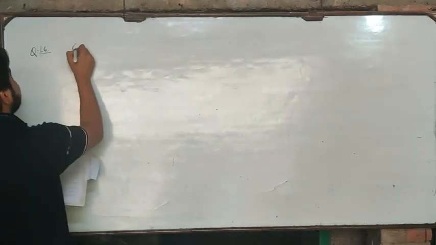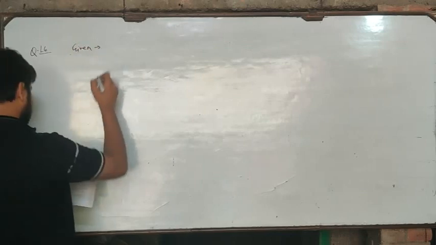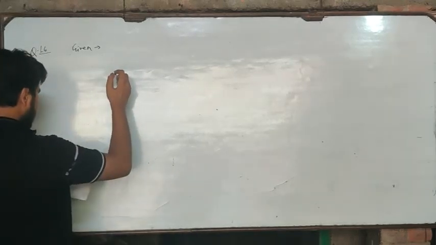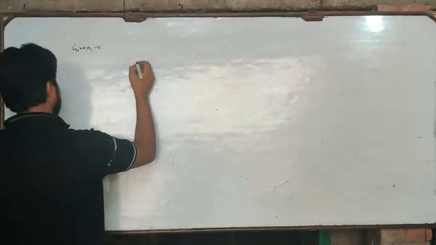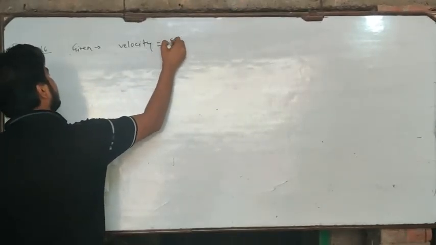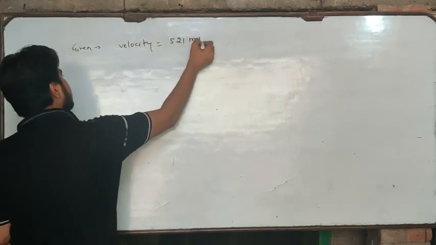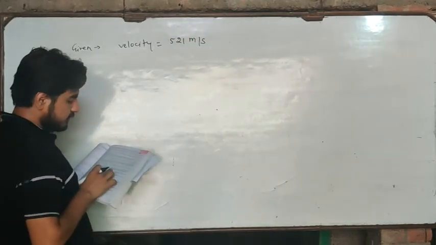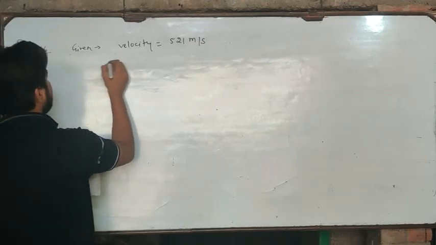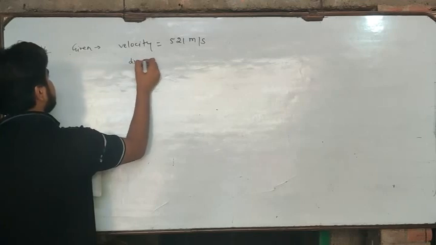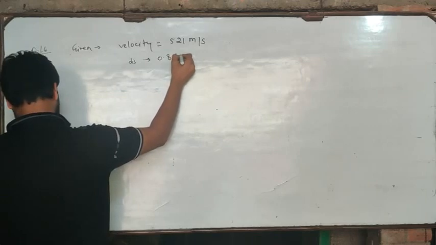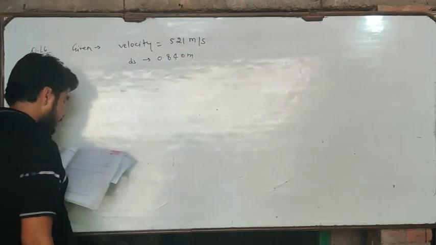Here, given: a bullet leaves a rifle with a muzzle velocity of 521 meter per second. Other thing, while accelerating through the barrel of the rifle, the bullet moves a distance of 0.840 meter. Determine the acceleration of the bullet.